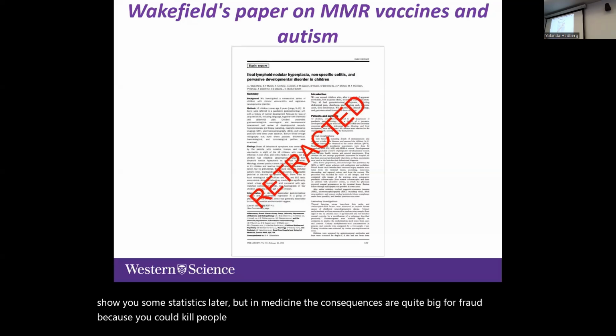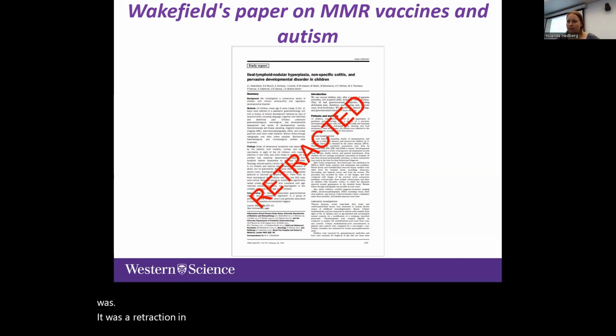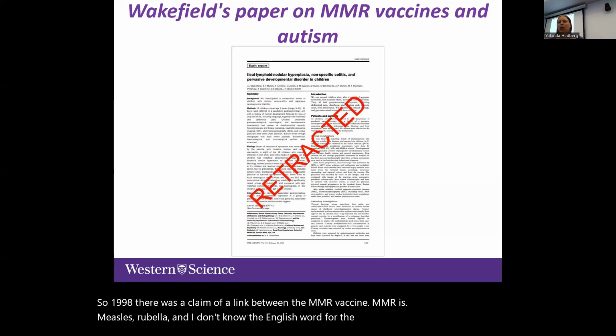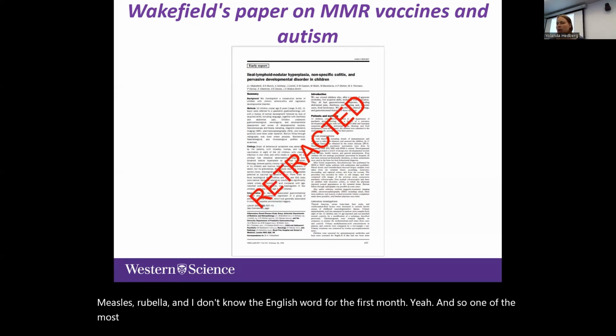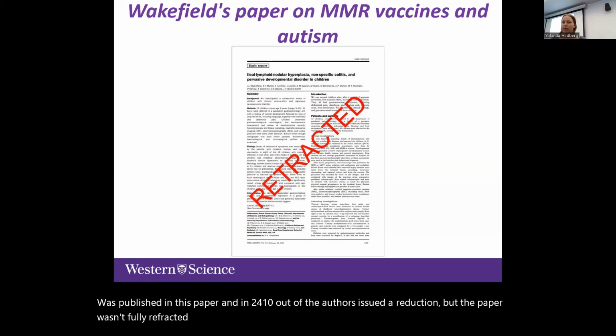And this is one of the examples that was very controversial. It was a retraction in recent history. In 1998, there was a claim of a link between the MMR vaccine, MMR is measles, rubella, and I don't know the English word for the first one, one of the most common children's vaccines, and autism. This link was published in this paper, and in 2004, 10 of the authors issued a retraction, but the paper wasn't fully retracted and removed from the publication until 2010.